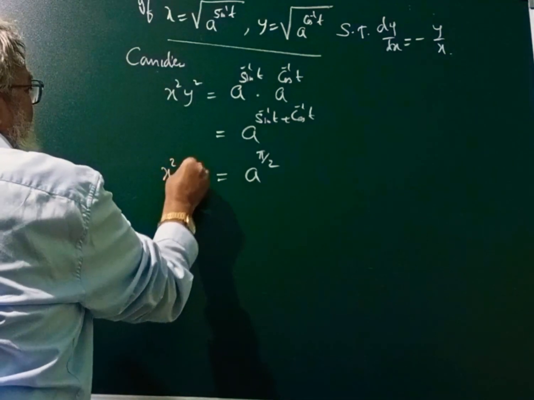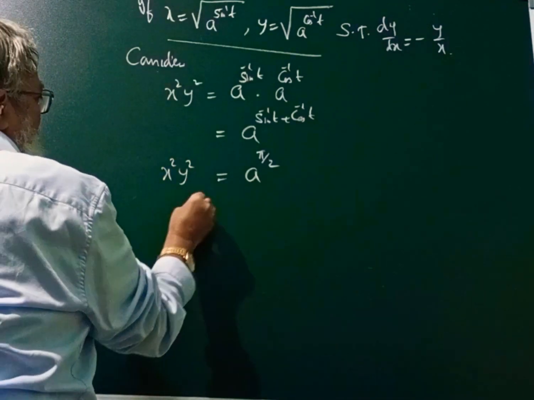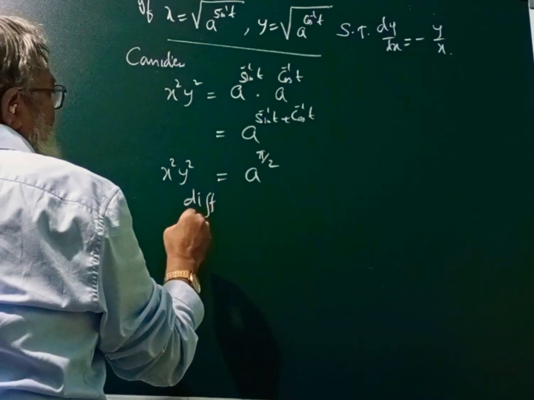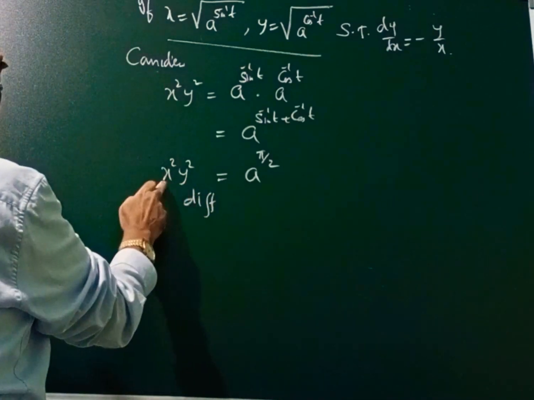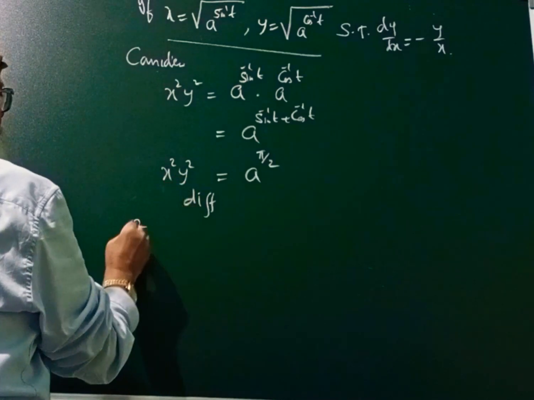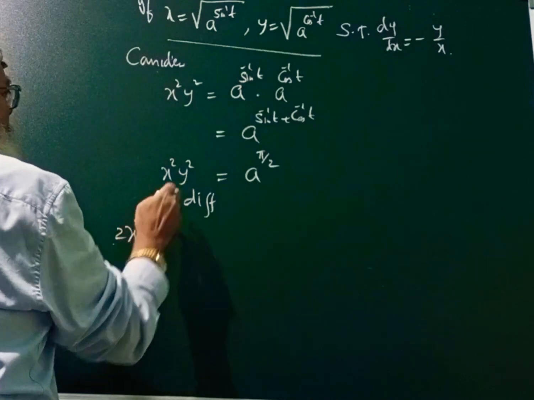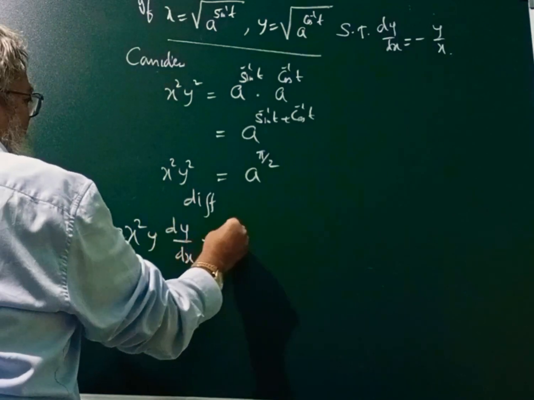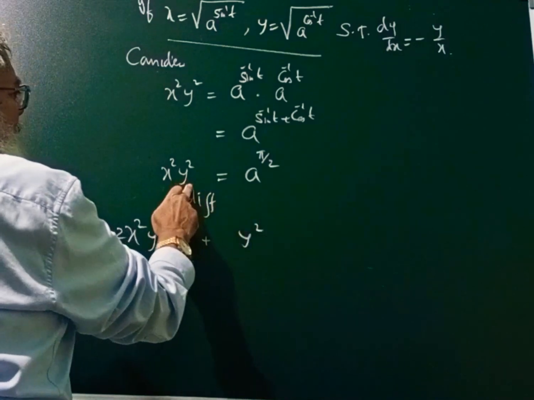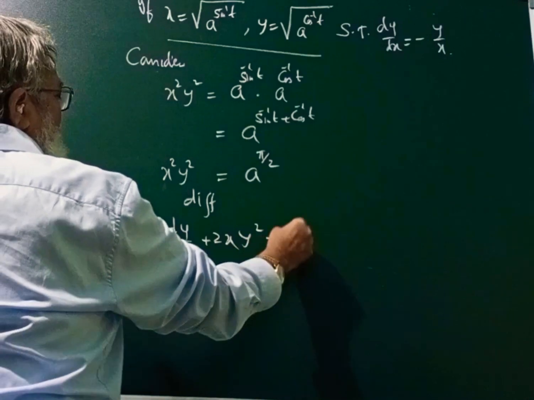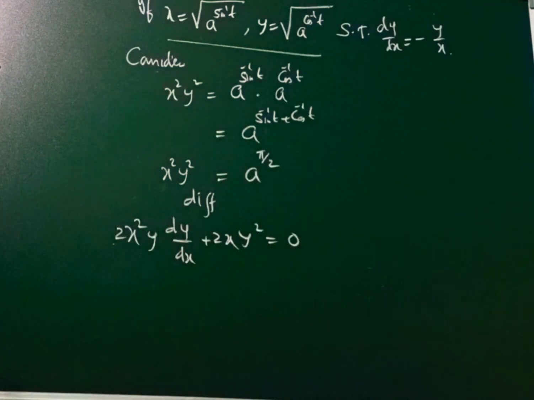Now differentiate it. It is the product rule here. First function as it is, differentiation of y square is 2y, and differentiation of y is dy by dx. Plus y square as it is, differentiation of x square is 2x, and differentiation of a constant is 0 here.